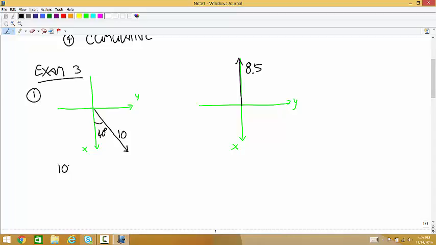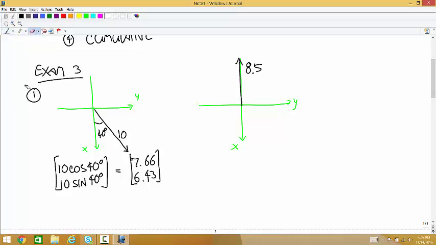So this is just 10 times the cosine of 40, 10 times the sine of 40, and that is 7.66, 6.43. And then the 8.5, that's 180 degrees. You could do 8.5 times cosine and sine of 180. Or you could just notice that this is in the negative x direction. And so you just get negative 8.50.